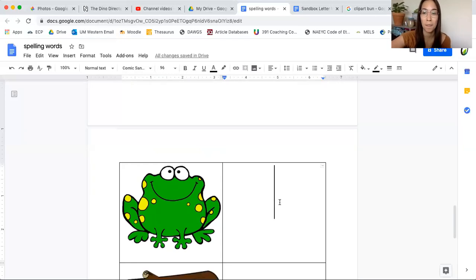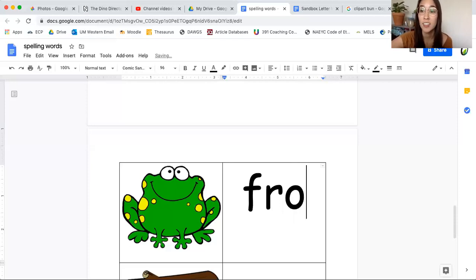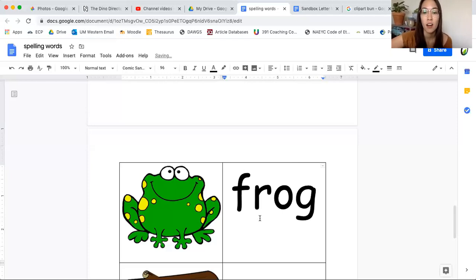What's this? A frog. What letter comes first in frog? You're right, letter F. What sound do you hear next in frog? Fr, what letter makes the sound? Letter R. Fra, what letter is that? Letter O, frog. What letter makes the g sound? You're right, letter G. F-R-O-G spells frog, frog.